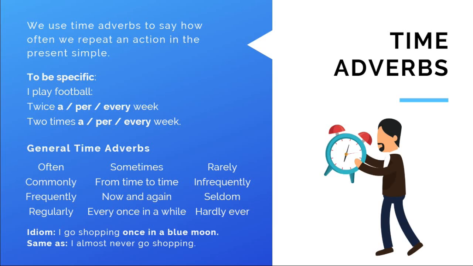There's also other time adverbs you can use to say that you either often do something, or you do something but only once in a while, or that you don't really do it ever. And here are some word examples you might use. Instead of doing something often, you might say, I commonly fish. I frequently fish. I regularly fish. Sometimes I fish, or from time to time I fish, or I go fishing. Now and again I go fishing. Every once in a while I go fishing.